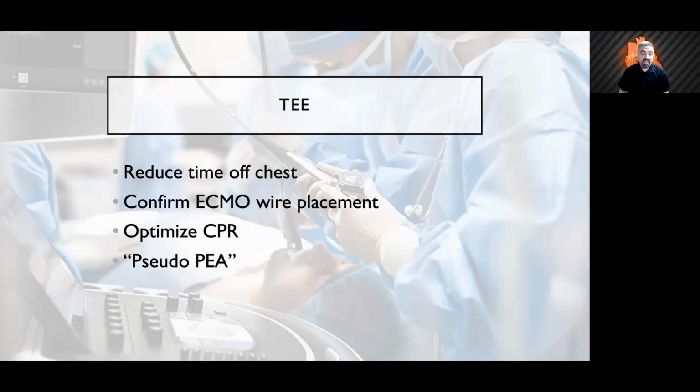Both TTE and TEE also allow us to recognize rapidly and treat this idea of pseudo-PEA, being that we may see that the heart is contracting, but we may not be able to feel a pulse because we're really bad at feeling pulses. And so instead of continuing to focus on CPR and other things, we can focus on supporting the blood pressure, trying to increase the cardiac output, and regaining pulses that way, and potentially stopping CPR, because if the ventricle is contracting, adding chest compressions isn't really doing anything, because again, those pulses that we're feeling during chest compressions are actually retrograde flow through the veins.